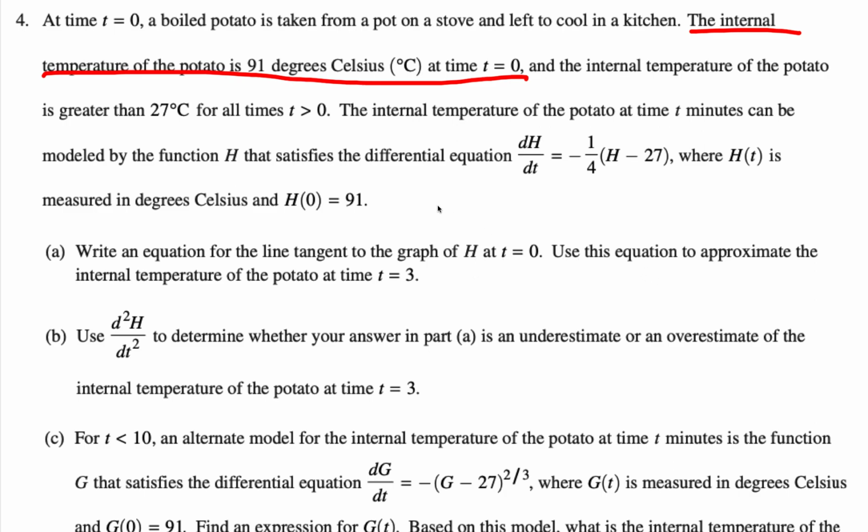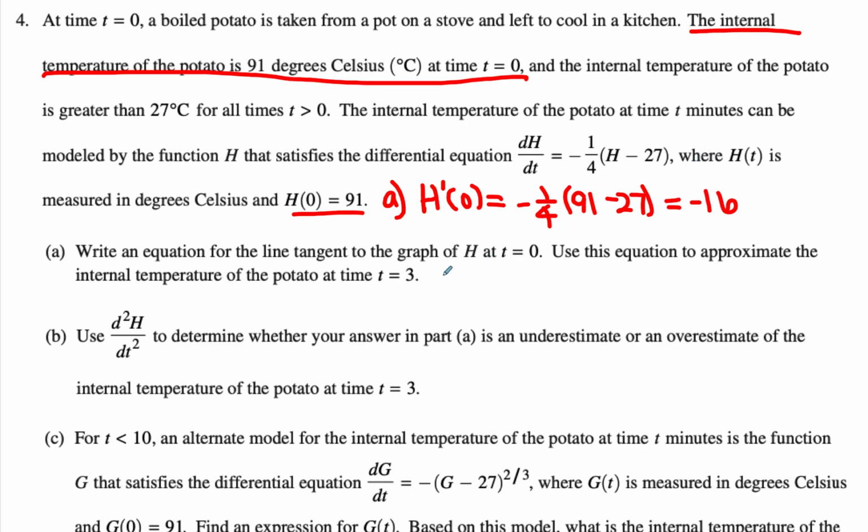Now in this case, we need this condition, and we need to figure out the slope. So let me just write down over here h prime of 0. Then I can use this equation right over here. So it's equal to 1/4 times 91, that was the initial value, minus 27. Now if you calculate this one, I believe that this goes to negative 16. So I think we have everything that we need.